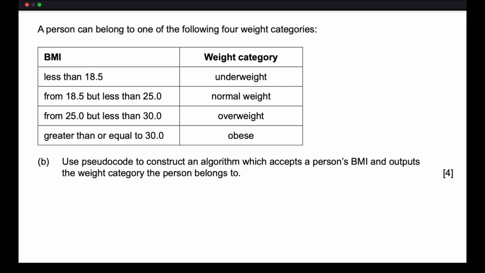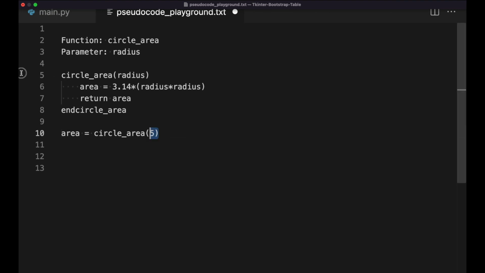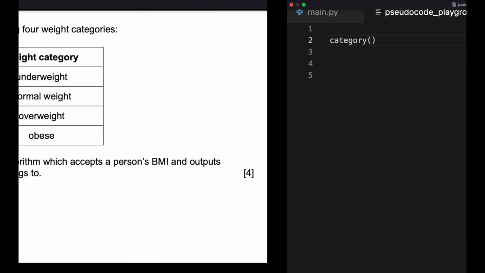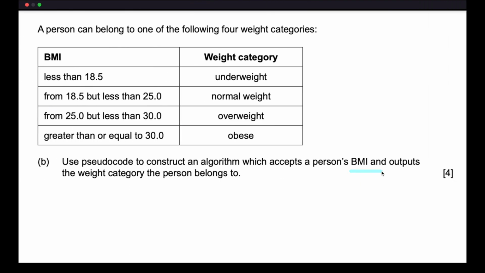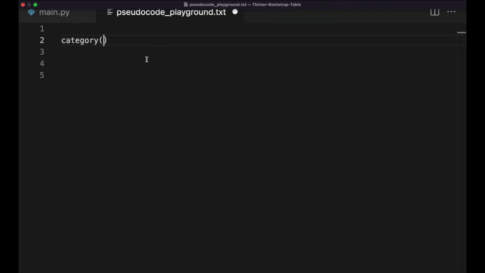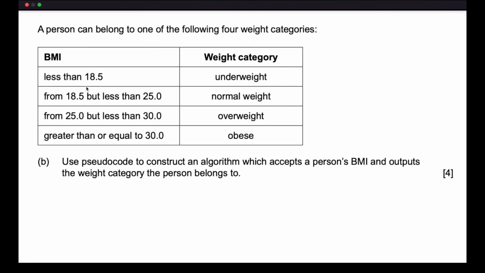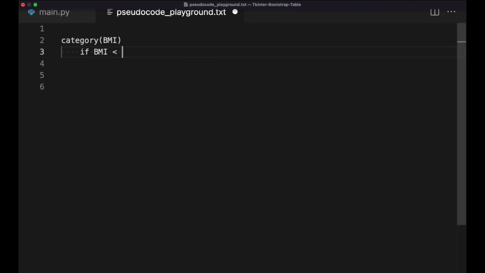So what I'm gonna do is I'm just gonna create a function called category. And since our input is BMI, we're just going to have a variable called BMI, okay? So what we're gonna say is if BMI is, I guess this is if BMI is less than 18.5. So BMI is less than 18.5, then we're going to output underweight.